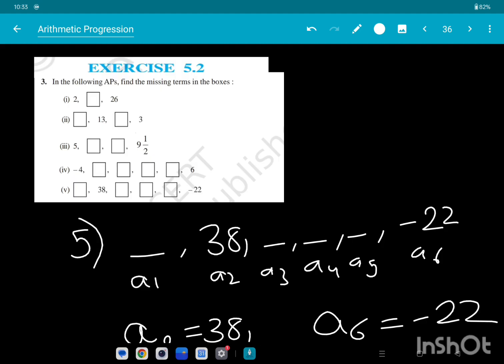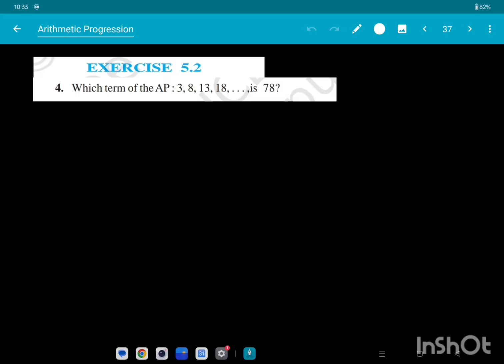So this is a very simple problem. First we need to find the A value and the D value, and then we need to find the terms. If A and D values are not given, then we will solve the two equations which were given in the question. Otherwise we can find it very normally. So this is the way we will find it. Now we will move on to the next question.